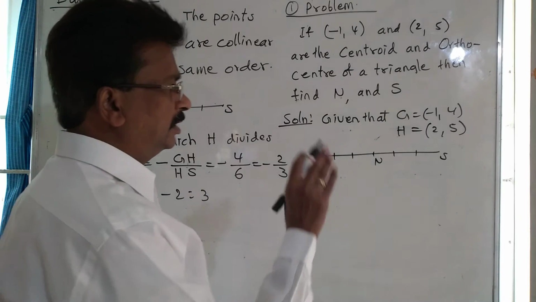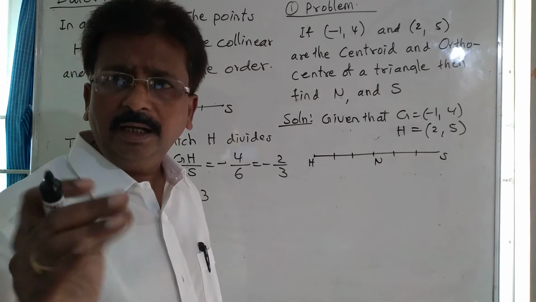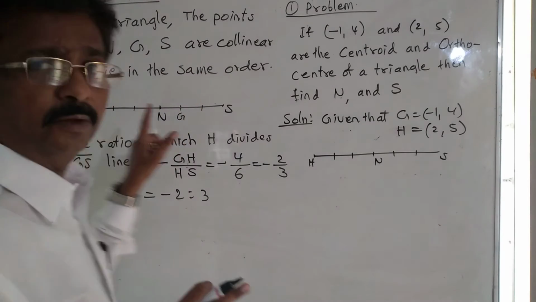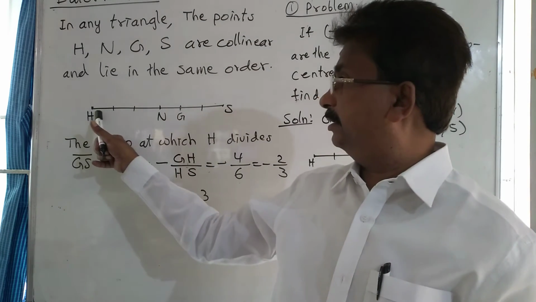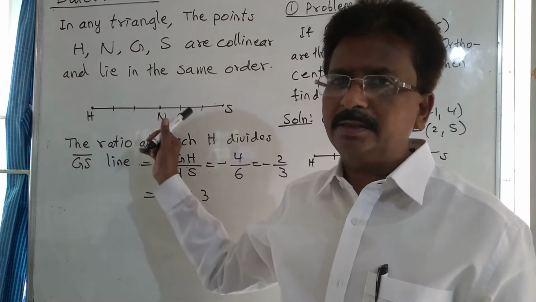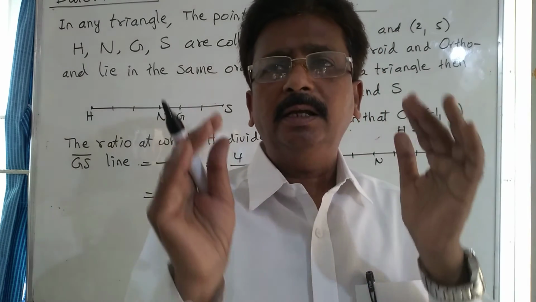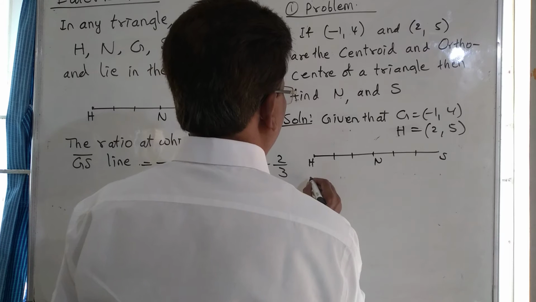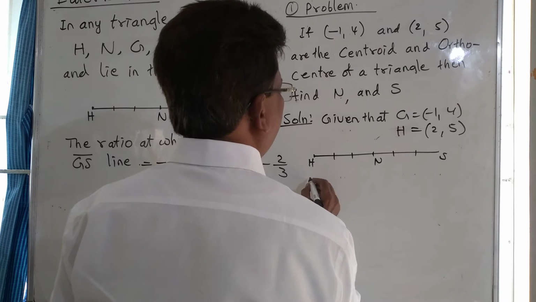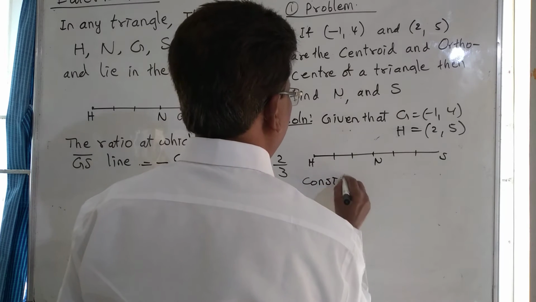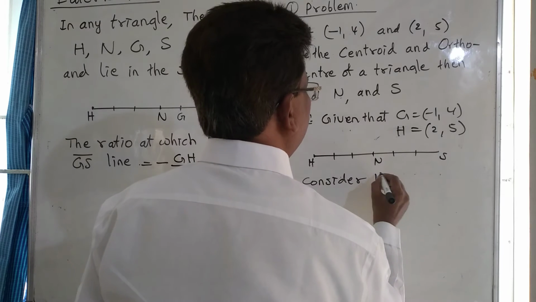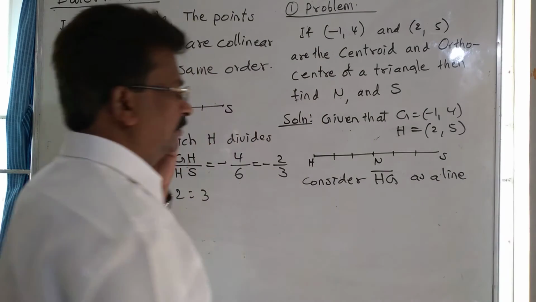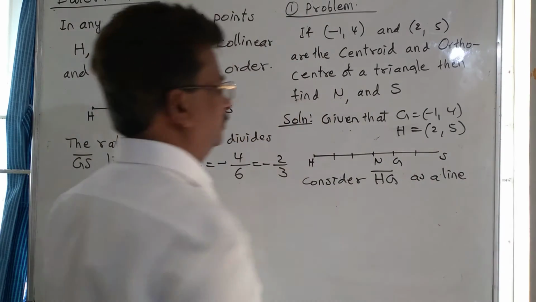Now first, let us consider whether the line is GH or HG. You decide first. Okay, HG, left to right. Leftmost point H, next G. Therefore, let us consider HG as a line segment. Okay, here the point G.